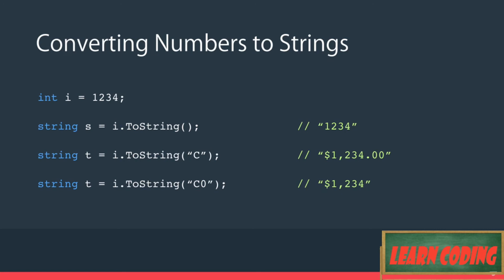So in the third line here, C is a format string, and that's short for currency. So as you see in the example, when you format a number to currency, you get the $ sign, and every 3 digits are separated by a comma. And by default, when you format a number as currency, it's going to have 2 decimal point numbers. If you don't want decimal points, you can use C0. Or if you want 1 decimal point, you can use C1.